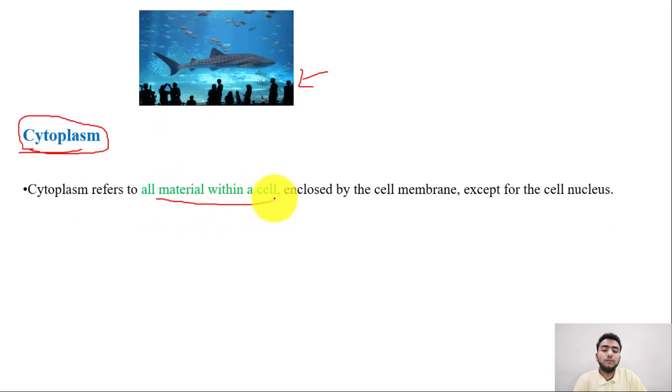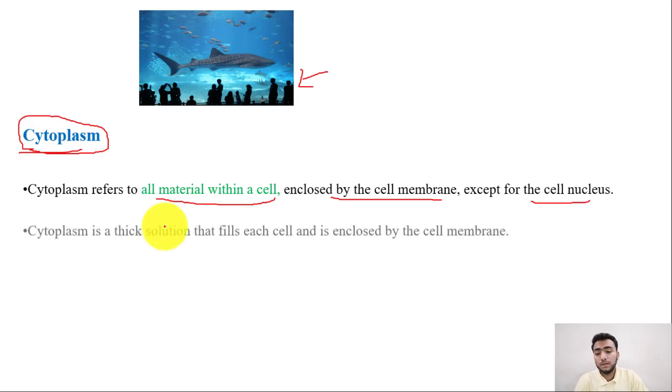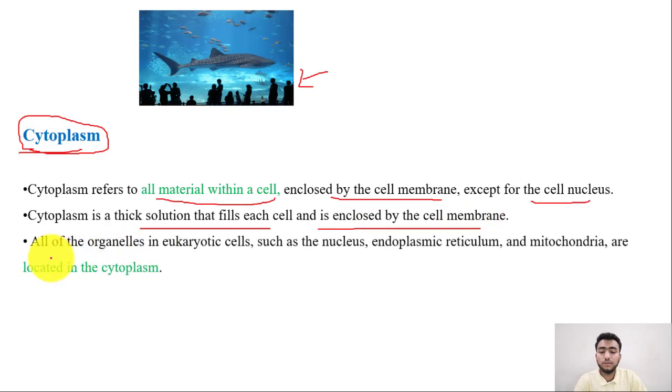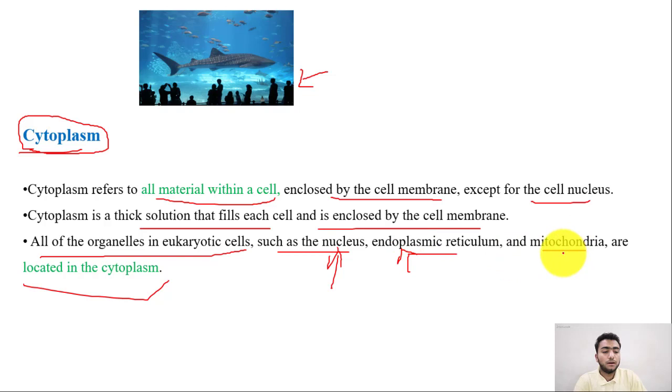It's all the material within a cell, enclosed by the cell membrane, except for the cell nucleus. The cell nucleus has its own fluid-like substance which is referred to as nucleoplasm. It's a thick solution that fills each cell and is enclosed by the cell membrane. That's the repetition of the first point. All of the organelles in eukaryotic cells such as the nucleus, endoplasmic reticulum and mitochondria are located in the cytoplasm. So all these fish, and other fish such as ribosomes, Golgi apparatus and chloroplasts, are swimming inside, or located inside, the water, which is the cytoplasm.